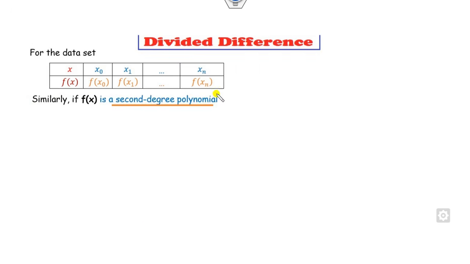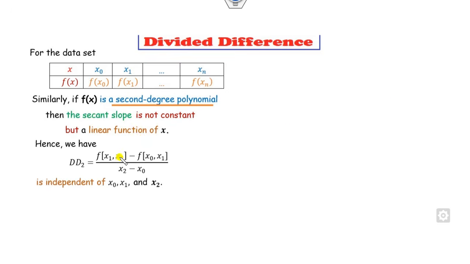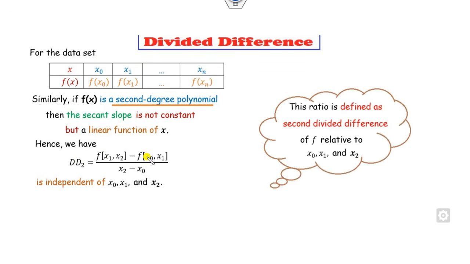On the other hand, if you consider a second degree polynomial, that means your function is ax squared plus bx plus c. Then what will be your slope? How can you find the slope? That is the derivative, which is not constant, although it is a linear function. So if the slope is not a constant but a linear function, then we can define the second divided difference by using x0, x1, x2. That is the slope of the two differences, and this formula is called the second divided difference formula.